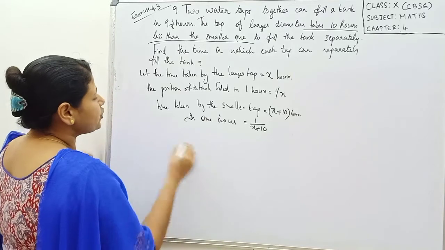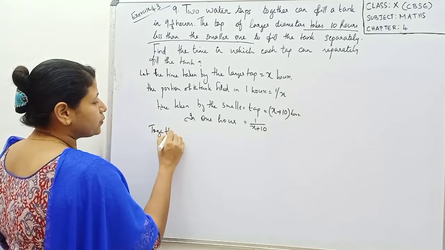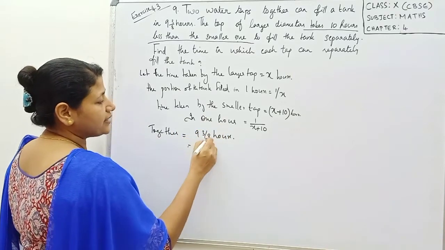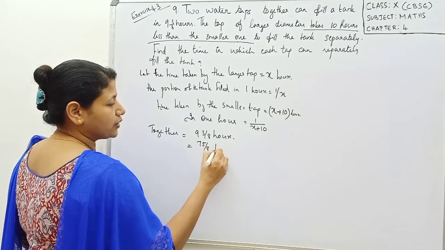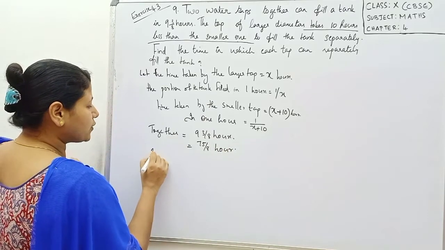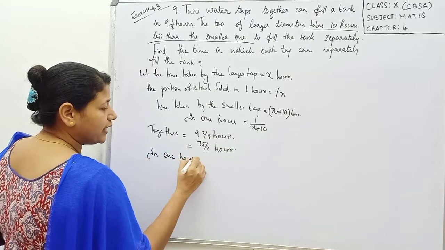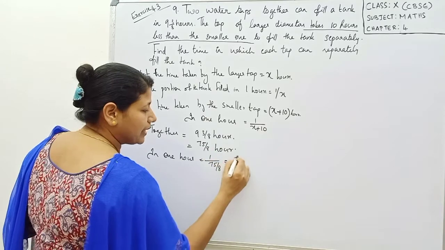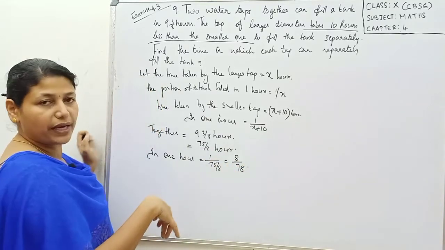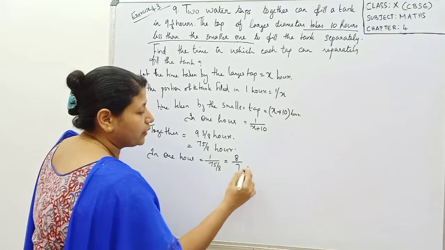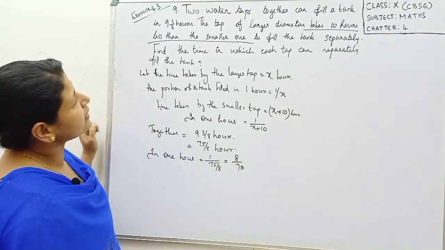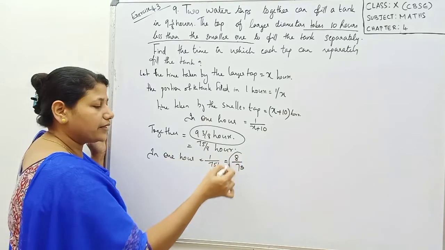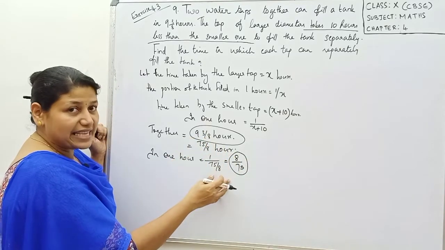Understood? And it is given that together both the taps take 9 3/8 hours to fill the tank. Or we can write this as 9 times 8 is 72 plus 3, 75/8 hours. So in 1 hour, 1 by 75/8 portion of the tank must be filled. This can be written as 8 by 75, isn't it? The reciprocal of 75/8 is 8 by 75. Now from the question itself, together they take 9 3/8 hours, or in 1 hour the portion of the tank filled is 8 by 75.